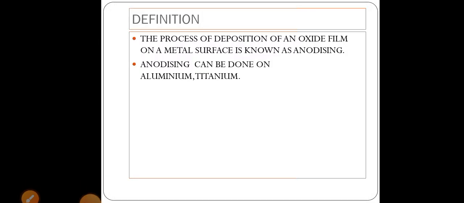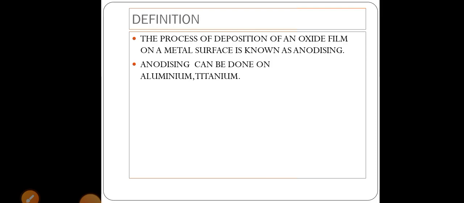The process of deposition of an oxide film on a metal surface is known as anodizing. Anodizing can be done on aluminium and titanium. See, we all know the process of oxidation, wherein a metal, when it is exposed to oxygen and moisture, gets an oxide layer on it. So it becomes a process of oxidation. Now, this oxidation is done on aluminium, okay, and it has a lot of industrial applications.